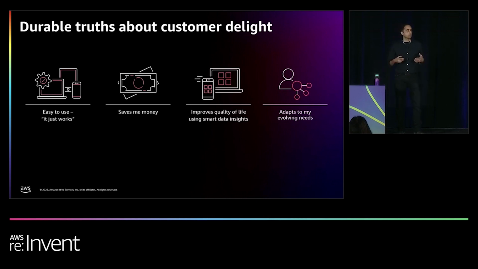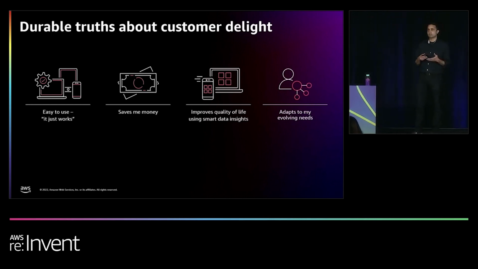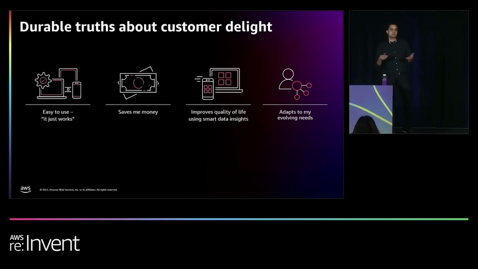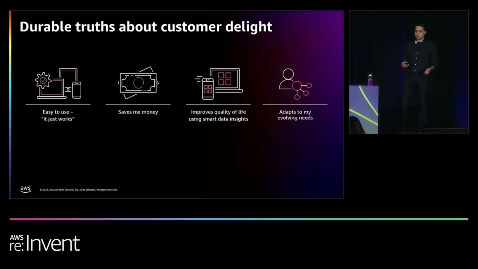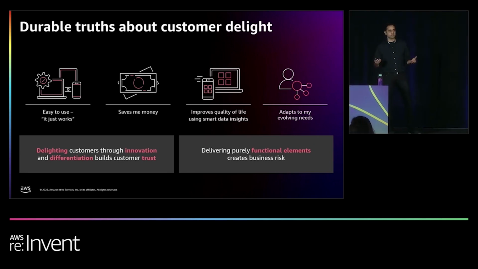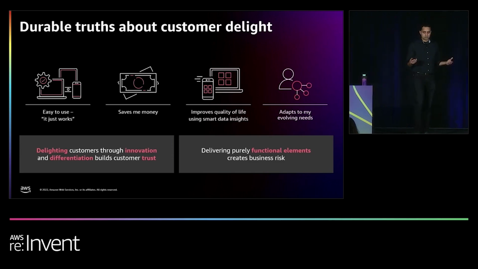And lastly, it adapts to my evolving needs. We are able to now make the physical world better automatically over time. And so these four elements, if you think about how can I take these elements to my customers, whatever business you're in, and how can I apply IoT and these elements, well, you build customer trust, right? And if you don't, you're probably going to have competitors lapping at your heels, and you're going to have a business risk. So that's what we're going to talk about today.